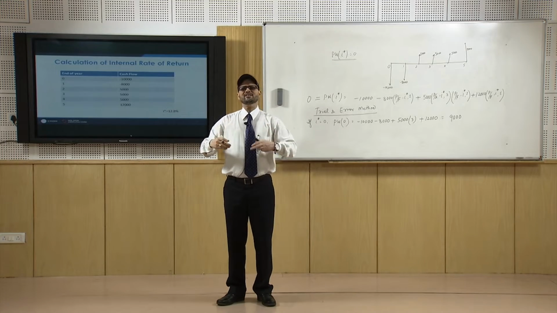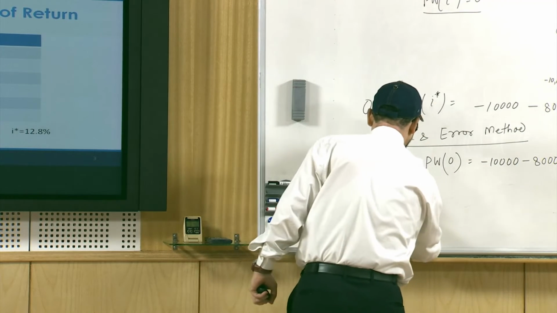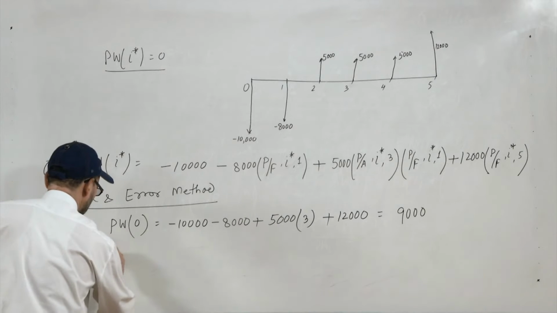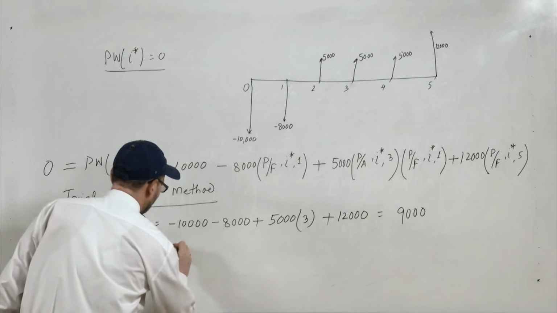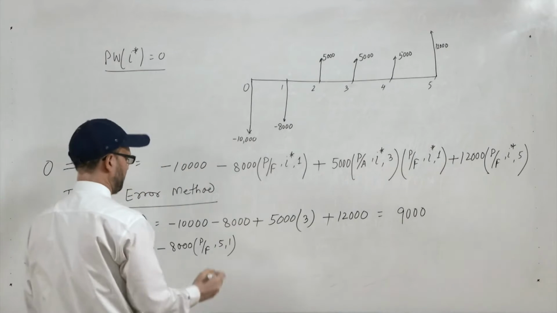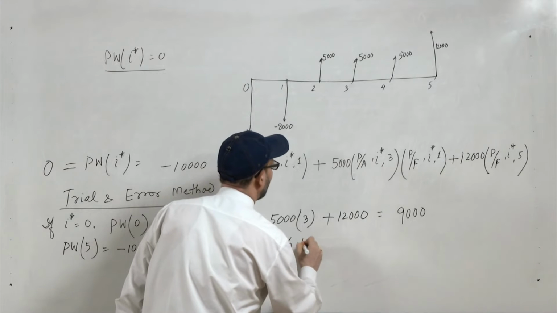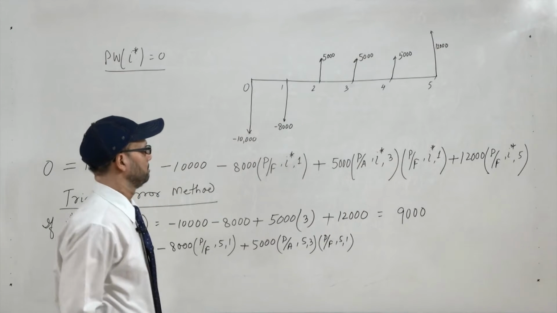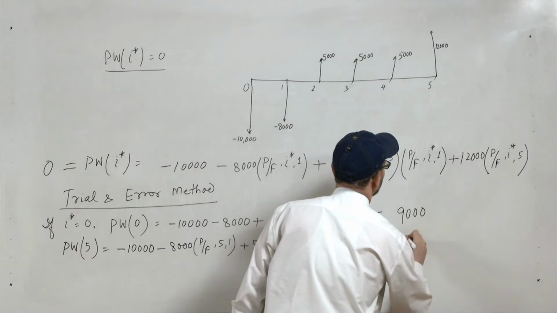As we go on increasing the value of I, this PWI goes on increasing. Let us see, we can check the value of present worth at 5% interest. When I star is 5, for that what we have? Minus 10,000 minus 8,000 P by F 5,1 plus 5,000 P by A 5,3 multiplied by P by F 5,1 plus 12,000 P by F 5,5.